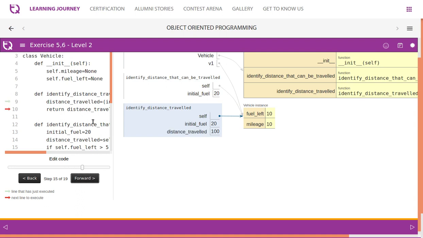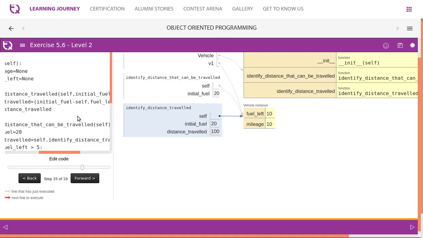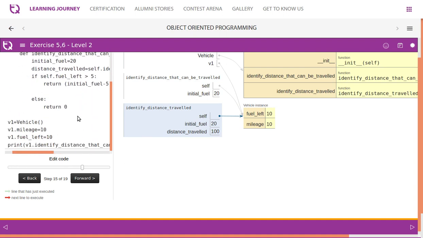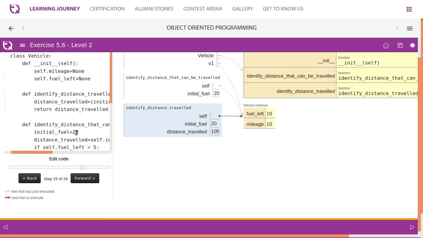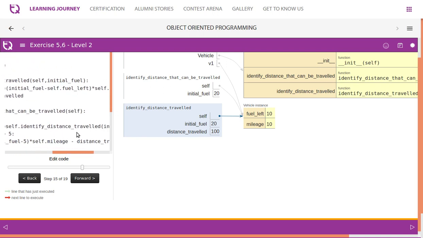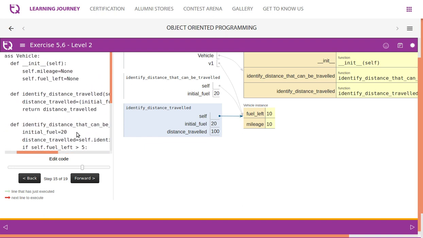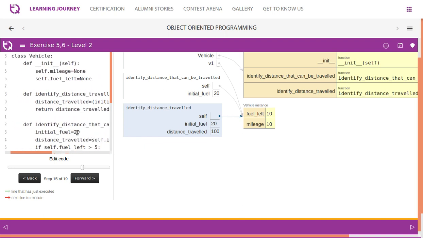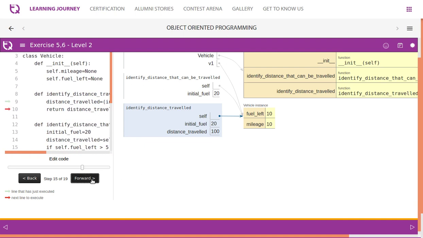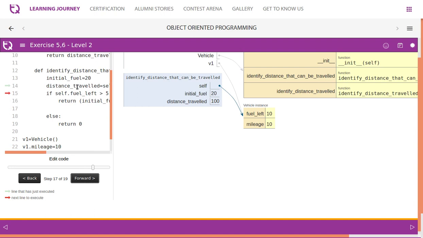So distance traveled is equal to initial fuel, here we have given as 20, and fuel left is 10. 20 minus 10 is 10 into mileage 10. So totally distance traveled is 100. It says distance traveled is 100. So this returns 100 as the value. Now we have distance traveled as 100. In this function also we have a local variable called distance traveled, 100.